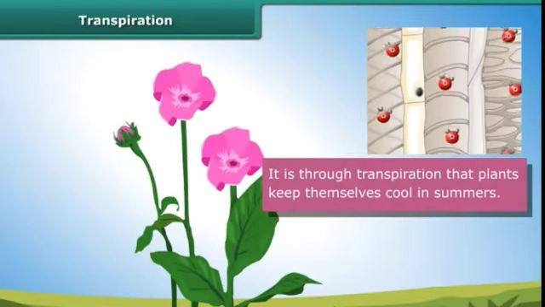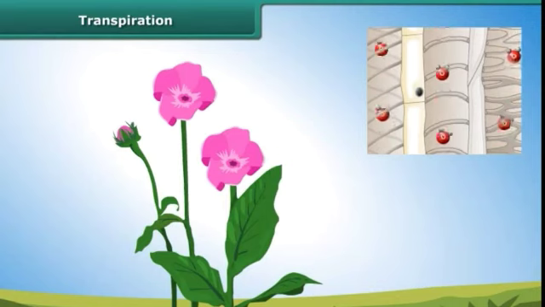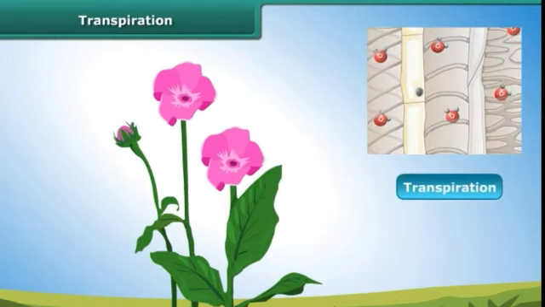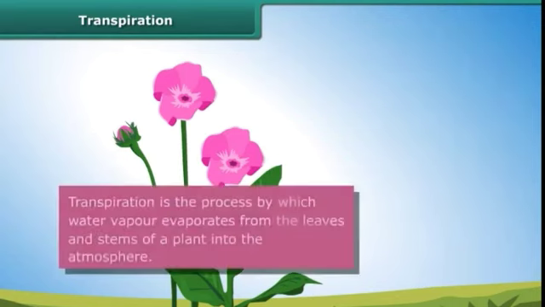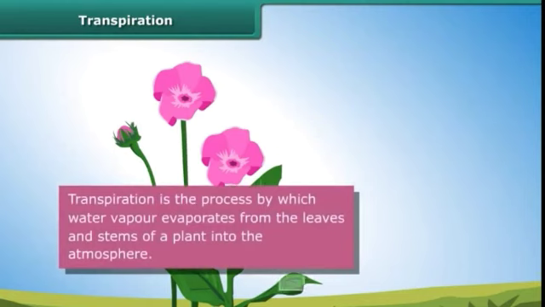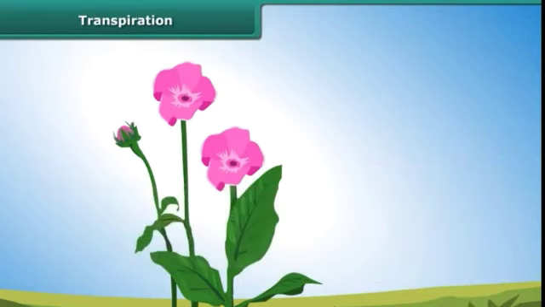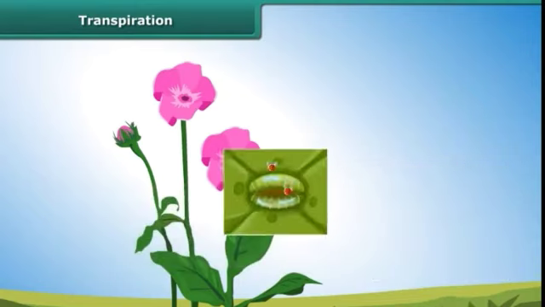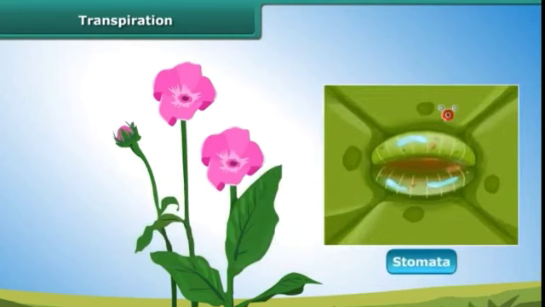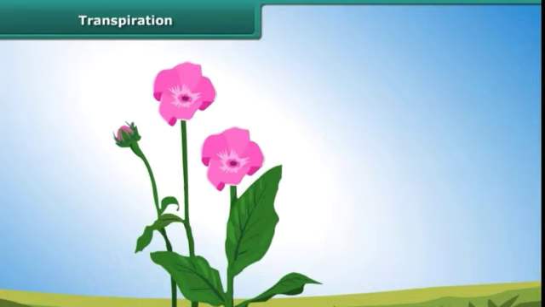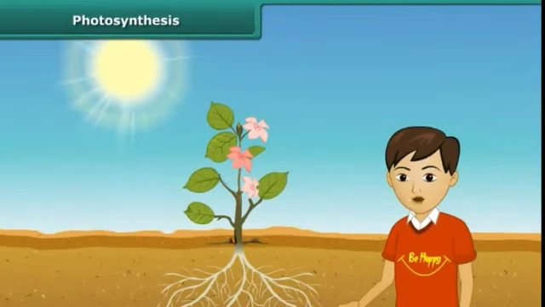Coming to the functions of the leaves, the first function is transpiration, which is the loss of water vapor through the surface of the leaf. Generally, this happens through the stomata, which are the minute openings. This reduces the temperature of the plant body and keeps it cool. This water vapor exchange happens through stomata, which are the minute openings in the epidermis of the leaf.